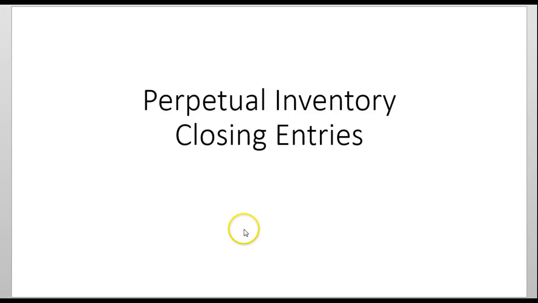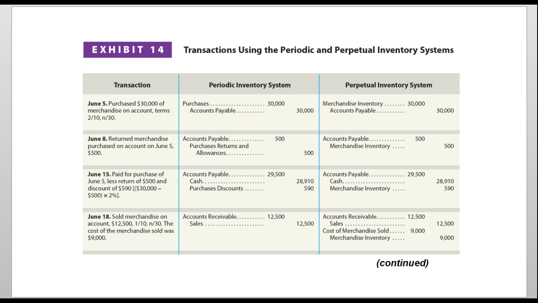And we're ready now for the closing entries of a perpetual inventory system, and then I'll cover the closing entries for a periodic inventory system. You already know the closings. We're just going to add new accounts, so don't panic out here. Here's a comparison, transactions using periodic versus perpetual. We've kind of looked at these.